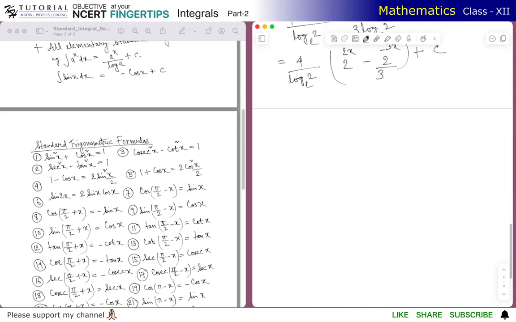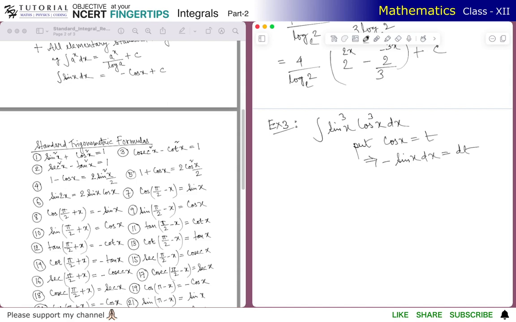So let's do the next problem. This is a very standard problem with powers of sin x and cos x. To solve this kind of problem, where we have a product of sin x and cos x and their powers, and the power of sin x is odd, the standard procedure is to substitute cos x equals t. This implies minus sin x dx equals dt.